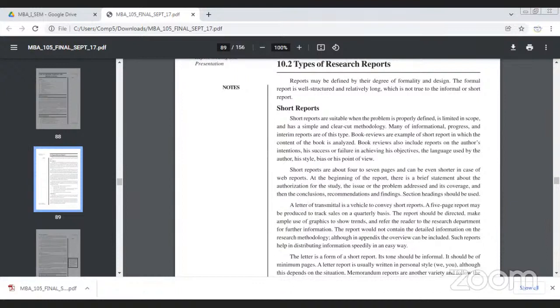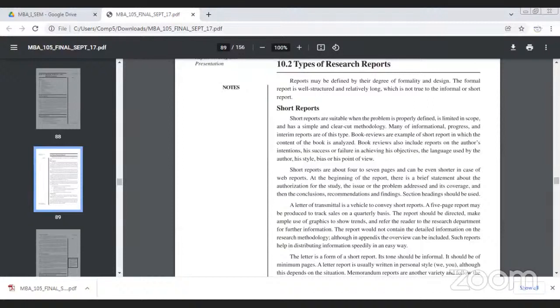Short reports are about 2 to 7 pages and can be shorter in the case of web reports. At the beginning of the report, there is a brief statement about the authorization for the study, the issue, the problem addressed and its coverage, and then the conclusions, recommendations, and findings. Section headings should be used. A letter of transmission is a vehicle to convey short reports. A 5-page report may be produced to track sales on a quarterly basis.